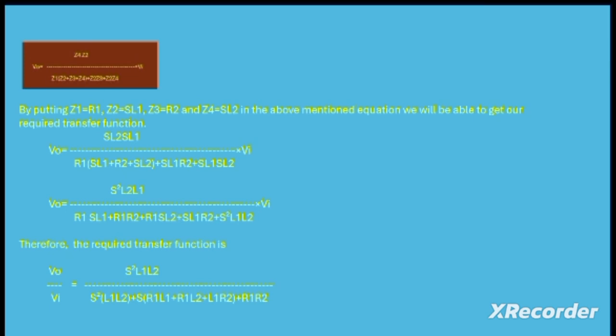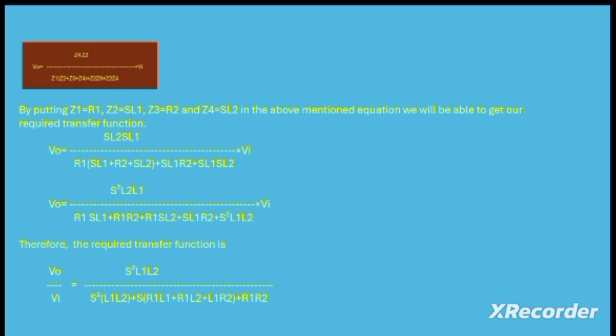Now if you want to know how we find the above mentioned equation, you have to watch my previous video on the transfer function of a second order RC circuit. In that video I have briefly explained each and every step of how to find the equation of the transfer function.